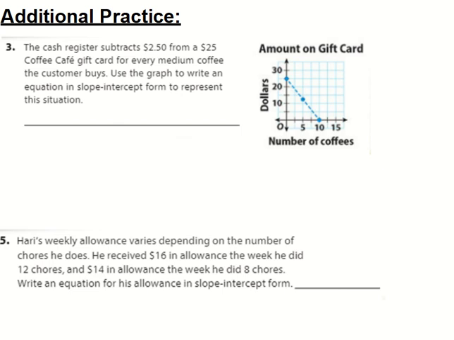All right, here is a graph. It says the cash register subtracts $2.50 from a $25 coffee cafe gift card for every medium coffee the guest buys. Use the graph to write an equation in slope-intercept form to represent the situation. So why don't you pause, try to figure out the slope and the Y-intercept, and then we'll see if yours matches mine. So the Y-intercept is at 25. These go by 5s, 5, 10, 15, 20, 25. So our B is (0, 25).